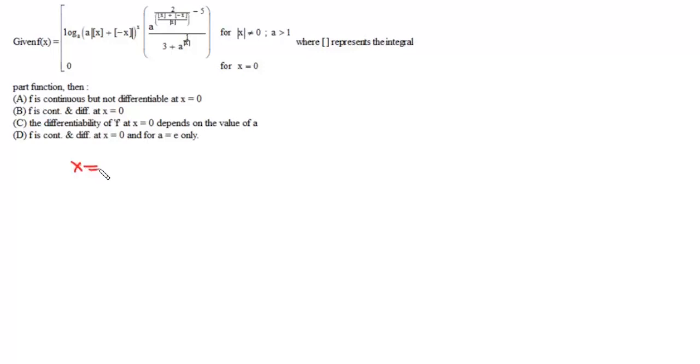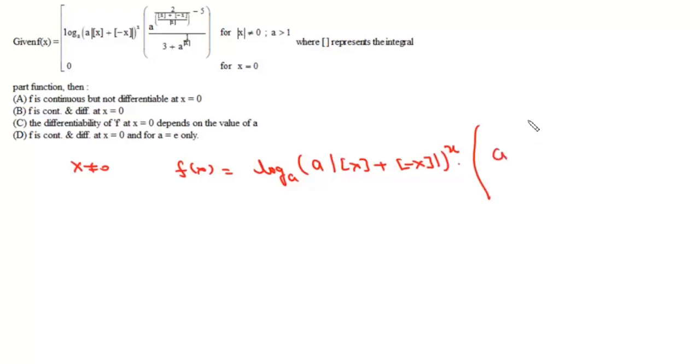Now when x is unequal to 0, we are given this function f(x) as log base a of the mod of greatest integer function of x plus greatest integer function of minus x, this mod whole to the power x, into a to the power 2 upon greatest integer function of x plus greatest integer function of minus x by mod x, minus 5 upon 3 plus a to the power 1 upon mod x, when mod of x is unequal to 0 and a is greater than 1.